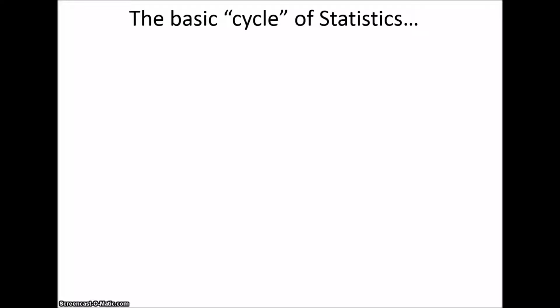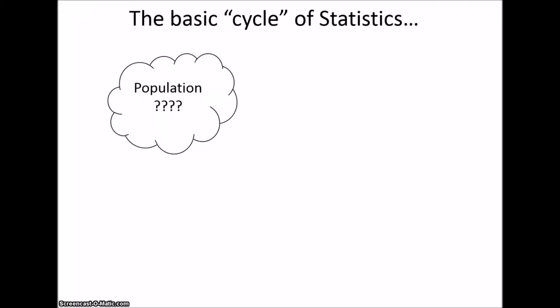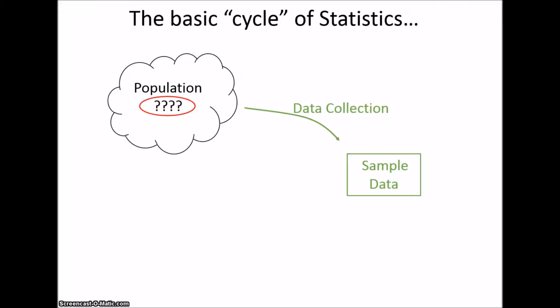Recall that in Module 2, we learned about the basic cycle of statistics. There is a population that we want to learn about, but often the population is too large or difficult to collect data from every member of the population, and so we will never know about the entire population. Instead, we're going to draw data from just a sample. And then we're going to use the data from the sample to learn about the population.